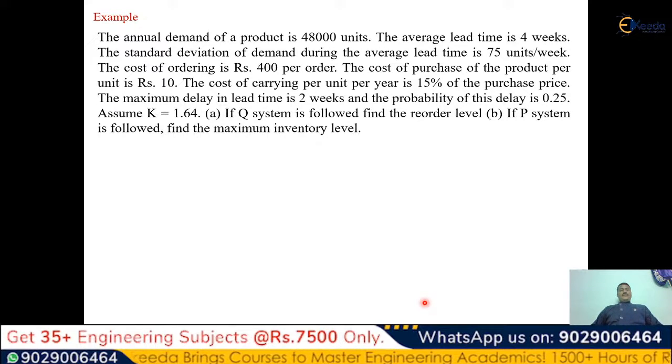And the probability of this delay is 0.25. Now, taking the value of K, or the constant, to be equal to 1.64, with the Q system we will find out the reorder level, and with the P system we will find out the MIL, or maximum inventory level.